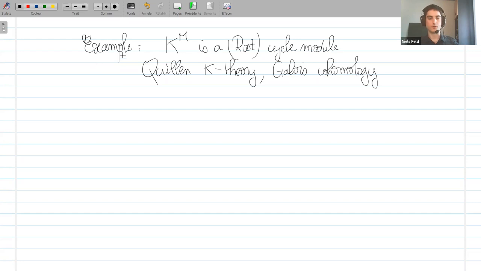And so, like I said, Déglise proved that the category of Rost cycle modules is equivalent to the category of homotopy modules with transfers, with Voevodsky transfers. So the question is, I would like a similar description of the category of homotopy modules, but without transfers, obviously. And so I would like to define a new category of cycle modules that should be equivalent to this new category.